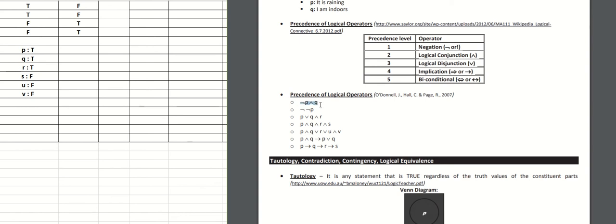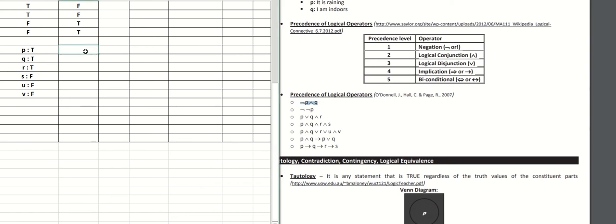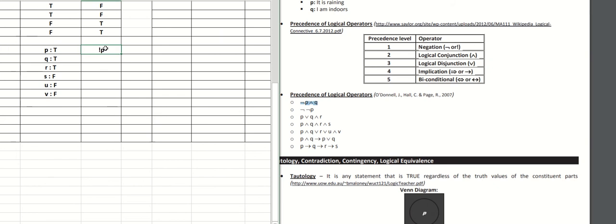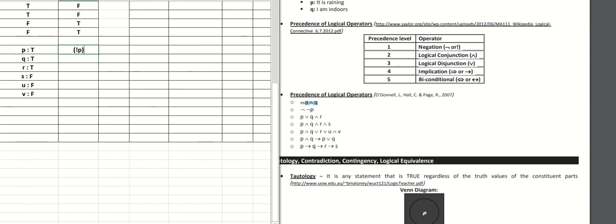So how do we get that? Let's try it here. I'll use the exclamation mark for the negation, not P. Therefore, we parenthesize it. We put parentheses on this one to emphasize that we have to get the value of not P, or negation P, first before we follow the AND Q.